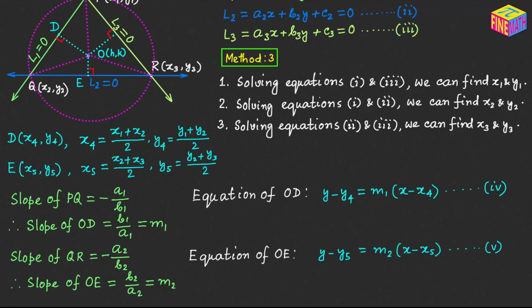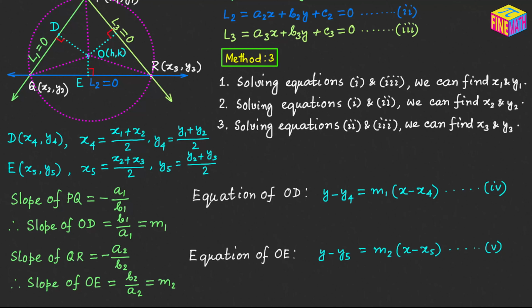Now what is the point of intersection of OE and OD? Well, that is the point O. So solving the two linear equations, we should be able to find the coordinates of the point of intersection, which is nothing but O, and the coordinates would be h, k. So by solving these two equations, the value of x will actually be the value of h, and the value of y will actually be the value of k, and that way we can find the coordinates of the circumcenter.